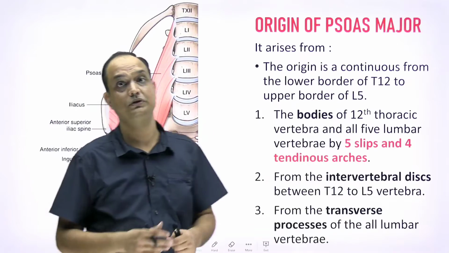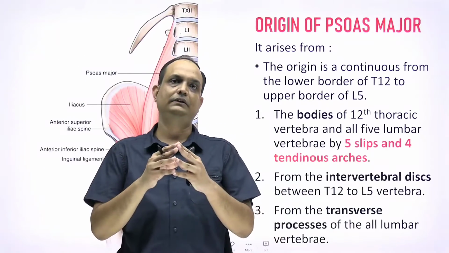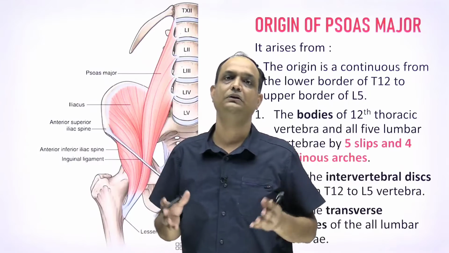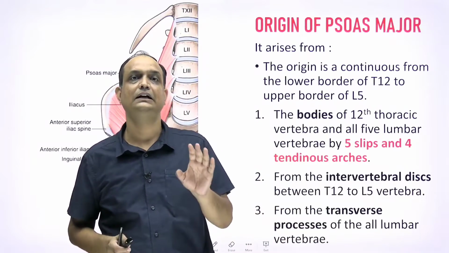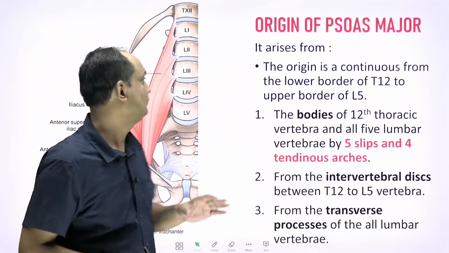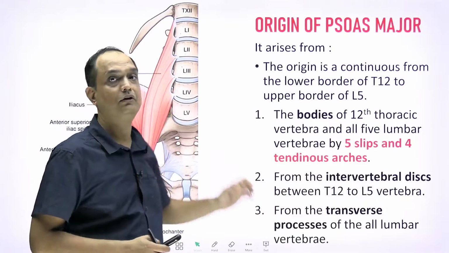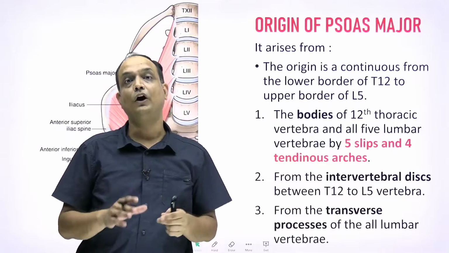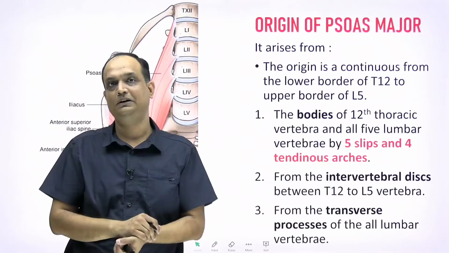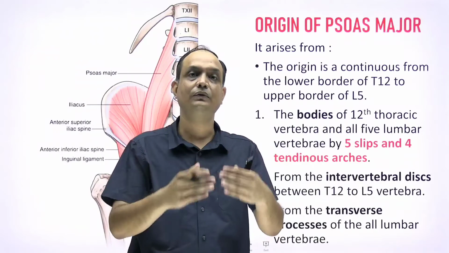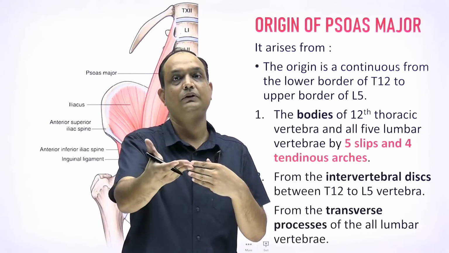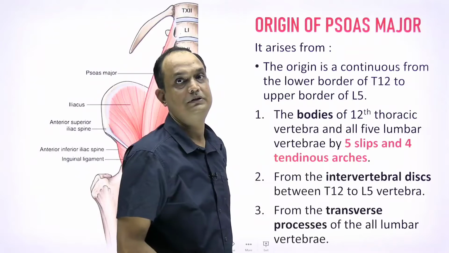Now what is the origin of psoas major? Now my dear friends, this is a very commonly asked question in your exam. Origin of psoas major. Now you have to understand that its origin is from the posterior side of your abdomen, from the anterior side of the vertebral column. It is a muscle which takes origin from the anterior aspect of the vertebral column, not from the posterior side.